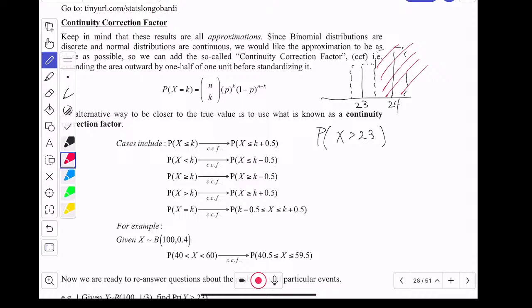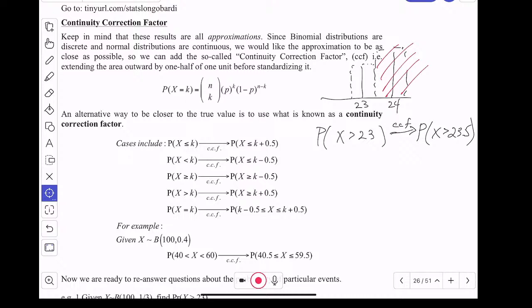So to account for that in the continuous distribution that the normal distribution is, I need to make an adjustment called the continuity correction factor. And where I want to start is really 23.5 because we've added density around each spike of 0.5 on either side. So when I do that, I improve the approximation. So you would proceed as usual, but standardize 23.5 instead of 23.